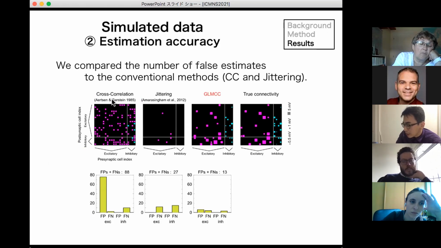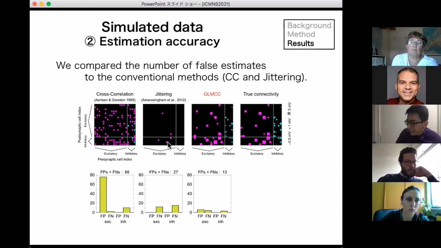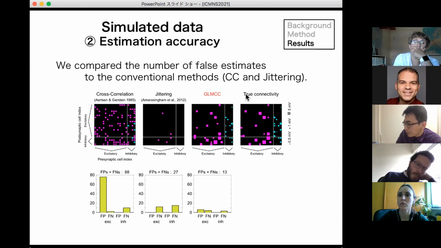In the bottom plots, we calculated the total number of errors among the 20 neurons. You can see that while the previous methods have a relatively high number of errors, GLMCC has the smallest. You can also see that the jittering method tends to be very severe in detecting connections, so the number of detected connections is very small compared to the true connectivity.